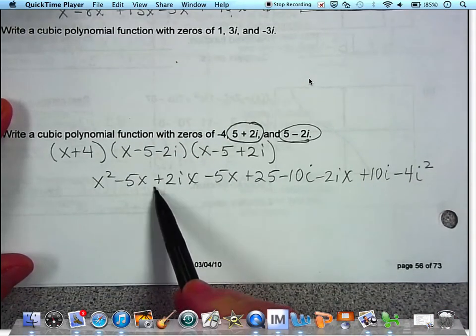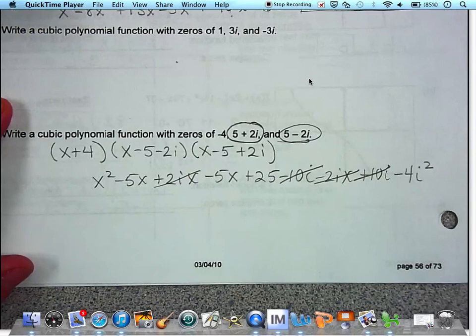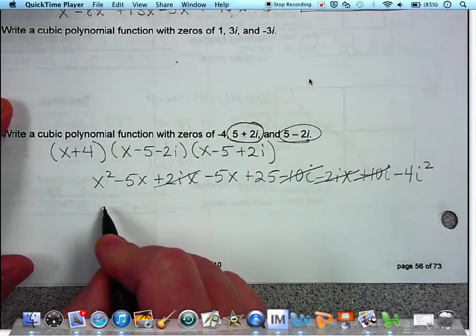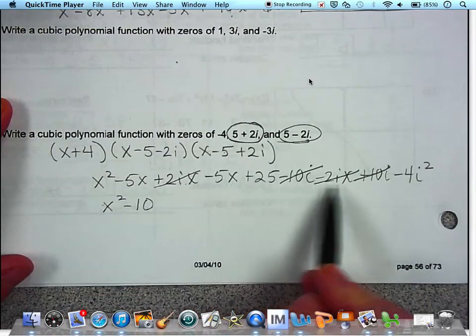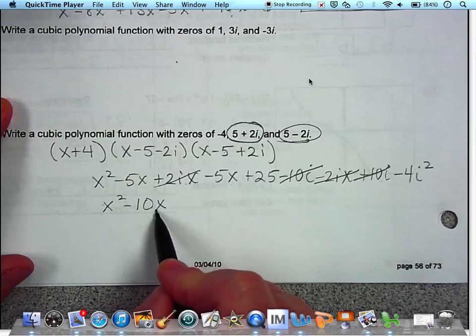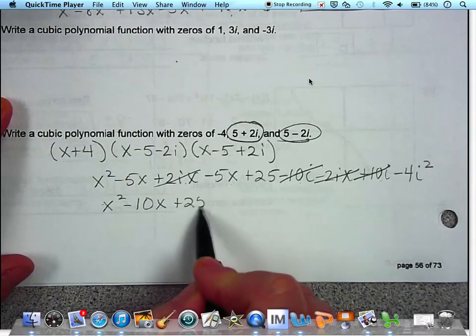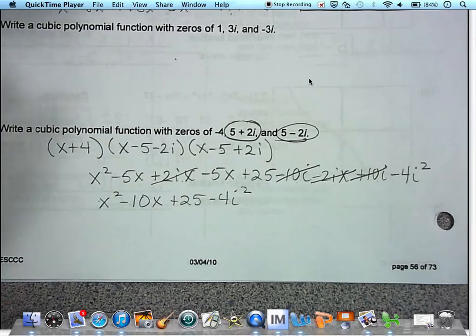The 2ix's cancel out and the 10i's cancel out. A lot of things cancel. All the i's cancel except the last one. So x squared minus 10x plus 25 minus 4i squared. Does anybody remember what i squared equals? Negative 1. So that would be plus 4.